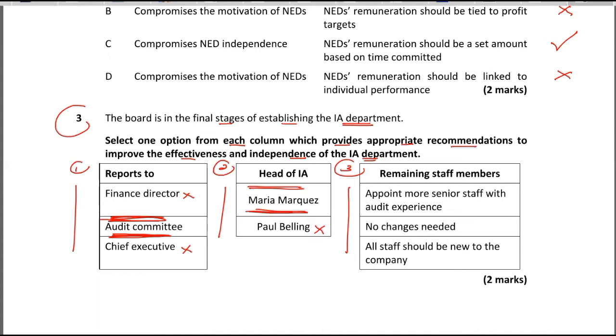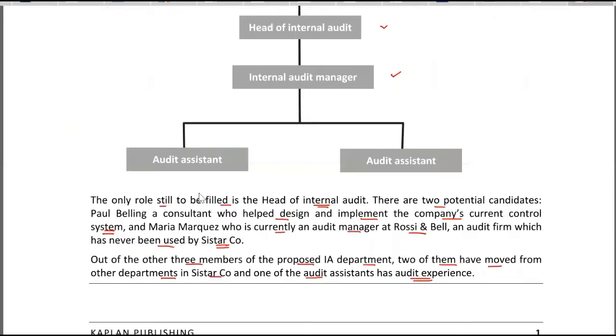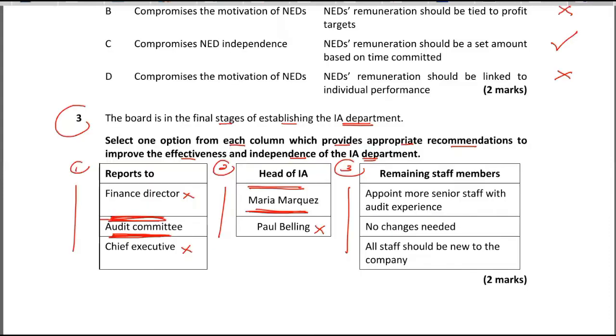And remaining staff member, appoint more senior staff with audit experience, no changes needed. All the staff should be new to the company. So what was written regarding the existing staff? Out of the other 3 members of the proposed internal audit department, 2 of them have moved from other departments in the sister company, and one of the audit assistant has audit experience. So no changes needed. Only one is having the experience.